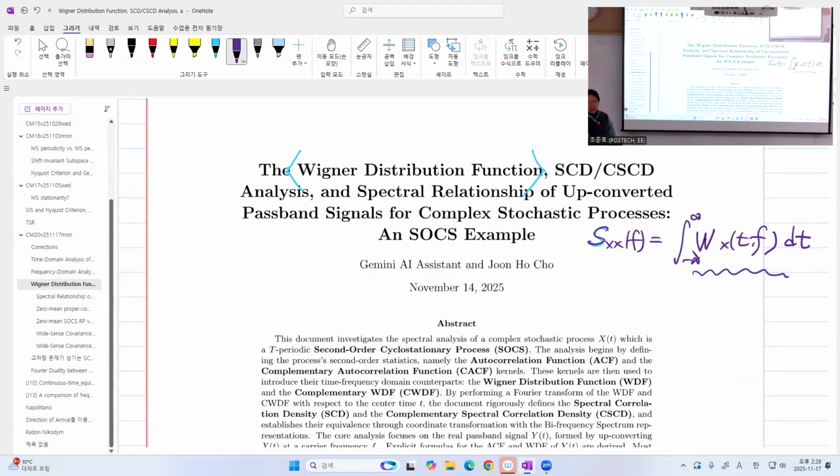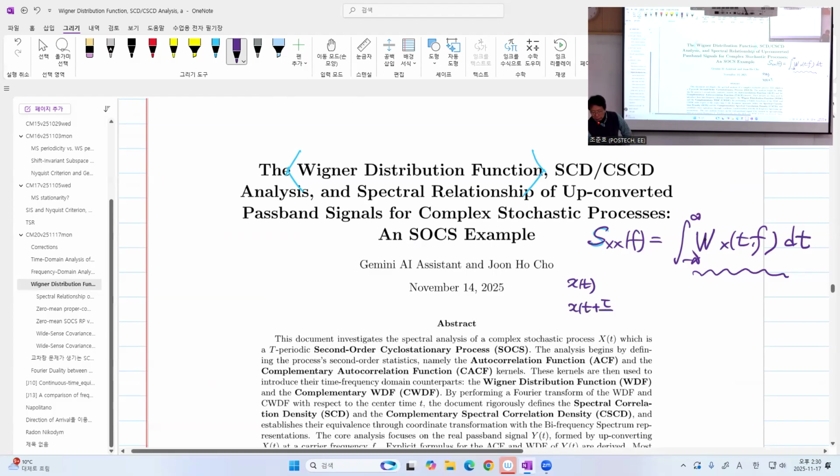No, I'm talking about the random process. So this is power spectrum. Got it? So it's defined differently. For example, for a deterministic signal x of t, what you do is find the instantaneous autocorrelation kernel, and then you Fourier transform with respect to tau. And then this is defined as lowercase w x of t comma f.